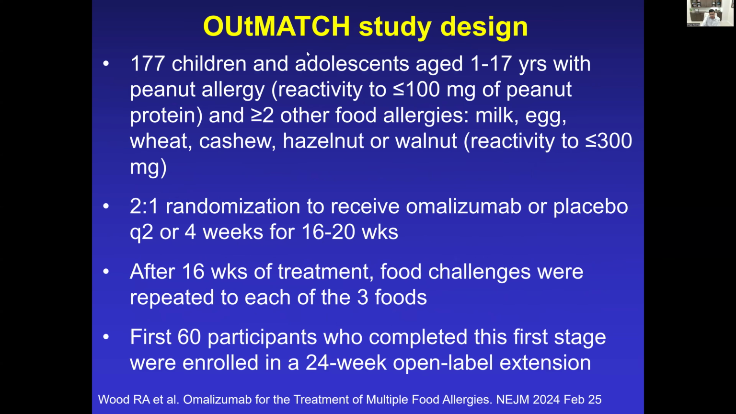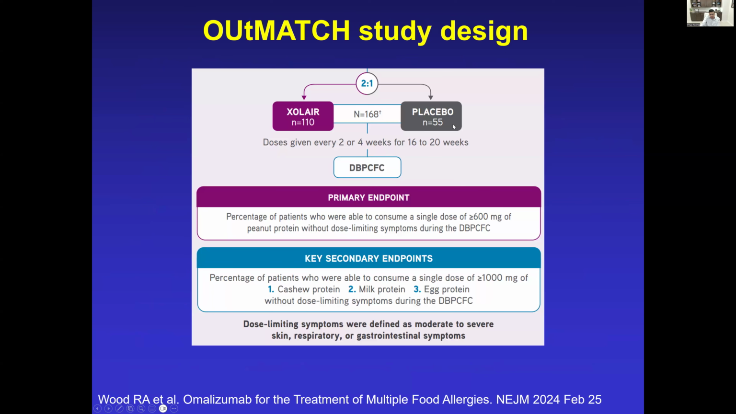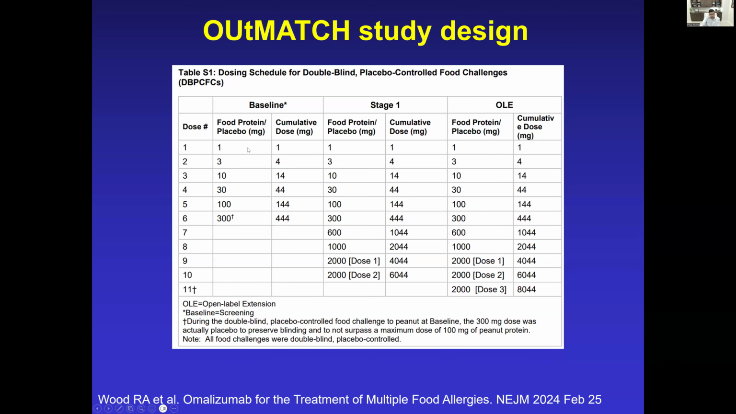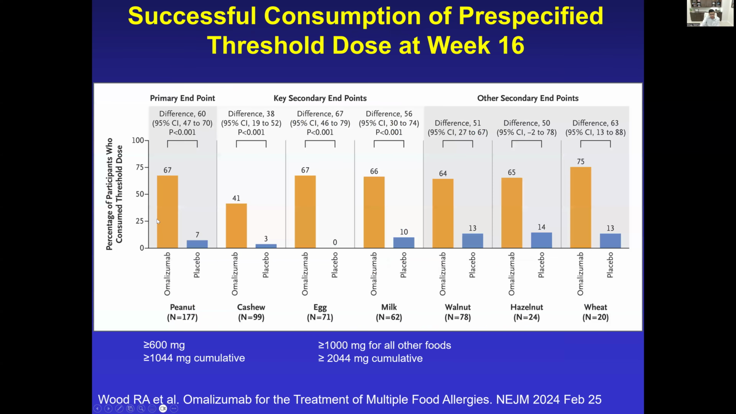And this was based on the OUtMATCH trial, where they took 177 children and adolescents who had both peanut and other food allergies. You had to have at least peanut and 2 other food allergies. It could be milk, egg, wheat, cashew, walnut, or hazelnut. These children were randomized to either omalizumab or placebo. And at 16 weeks, they challenged them not only to peanut, but also to the other 2 foods to which they were allergic. This was the primary endpoint.